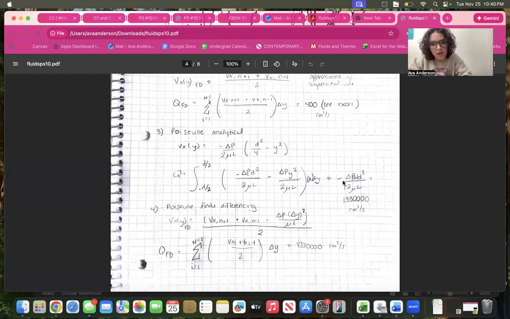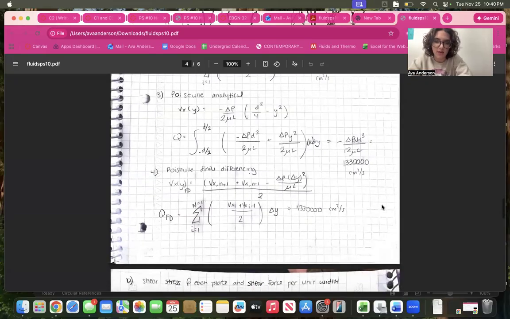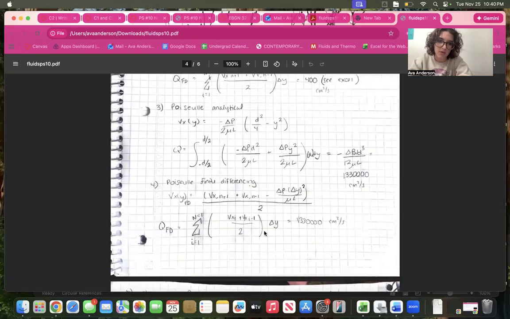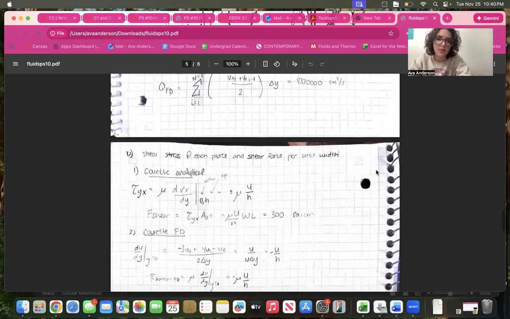But Poiseuille analytical, you're solving with the boundary conditions, which are negative d divided by 2 to positive d divided by 2, over the velocity that you calculated earlier. And that ends up getting you this lovely number. And Poiseuille finite differencing is the same concept that you had for the Couette finite differencing, just different numbers you're working with, and that ends up being the exact same thing you calculated for the analytical Poiseuille.